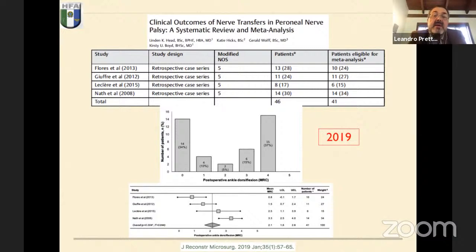In 2019, a systematic review and meta-analysis of the five largest clinical case series that treated this issue was published. This meta-analysis showed that only 50% of the cases can achieve results of M3 or M4. And if you see this graphic, it's a bimodal distribution of the outcomes. You have half of the patients as responders and half as non-responders. Some of the papers have very poor results, just like ours, and some of them very nice results.